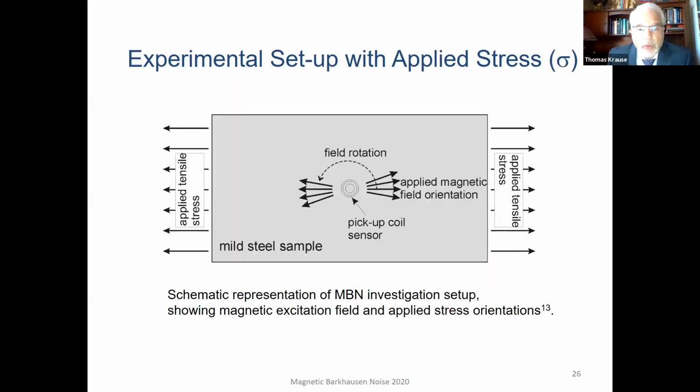So how can we investigate the effects that this might have on Barkhausen noise? To do that, we consider an experimental setup where we have a uniaxial applied stress, sigma, that is at some orientation with respect to the magnetic easy axis of the material. There's a pickup coil sensor in the center, and we're rotating our U-core magnet so that we apply the magnetic field in different directions.